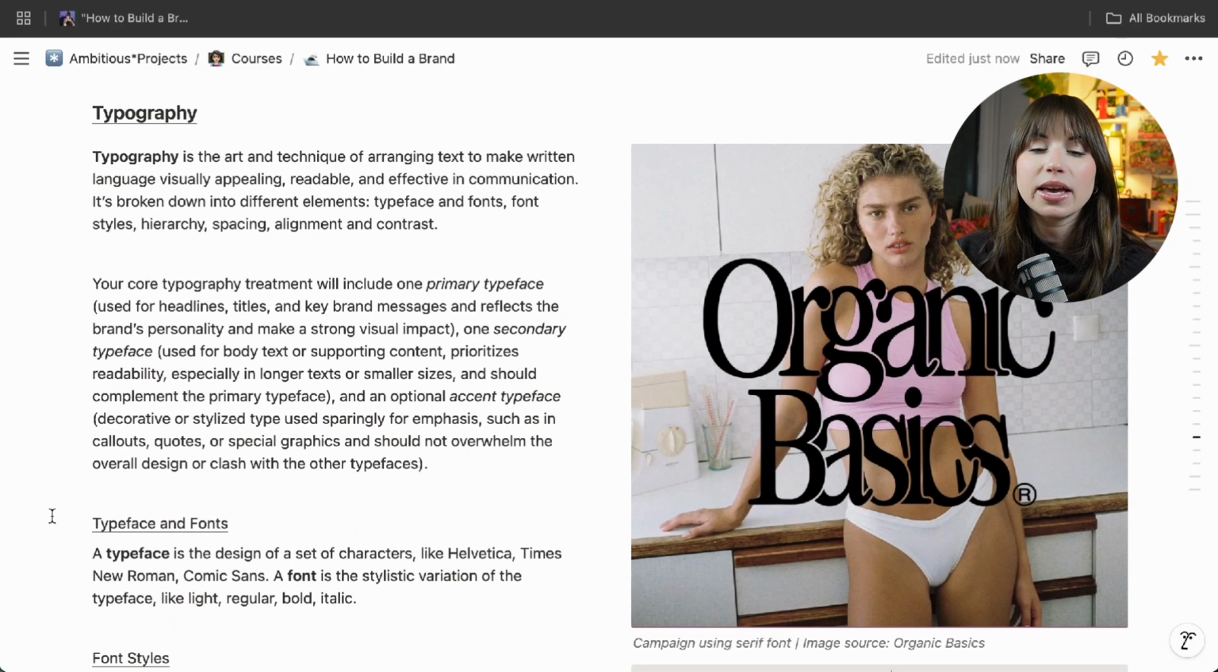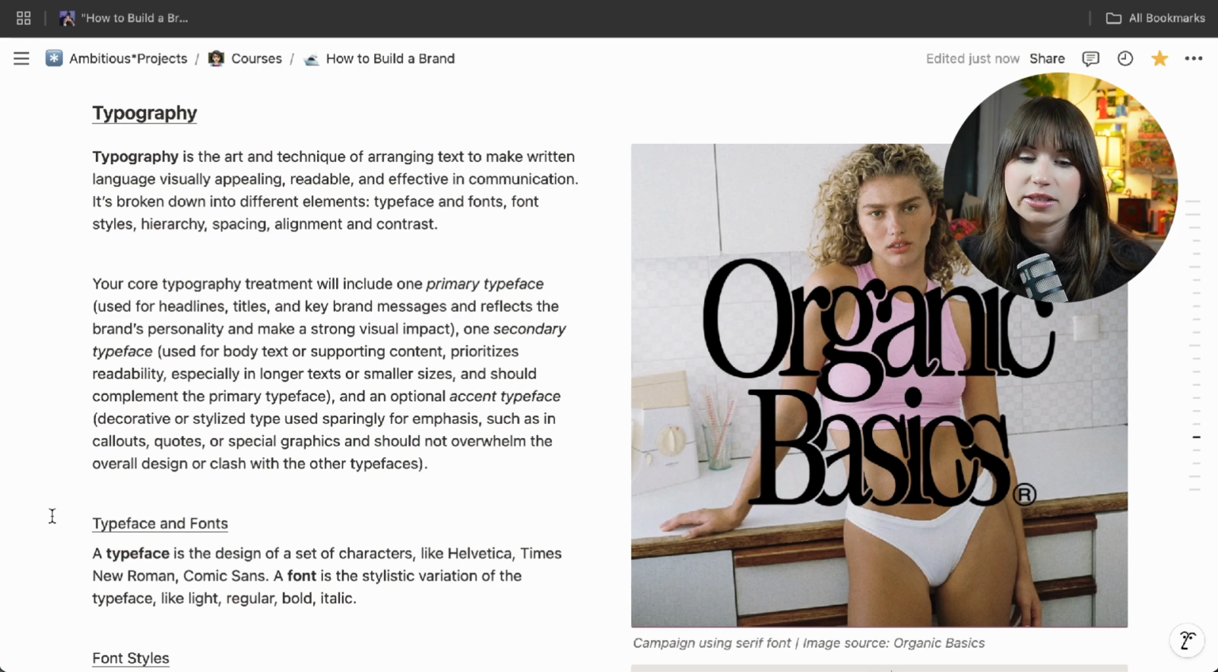So typography is the art and technique of arranging text to make a written word or written words visually interesting, giving it some dynamism. And your core typography treatment will include one primary typeface that's predominantly used for headers. We'll have a secondary typeface which is used for body text, and an optional accent typeface, something that's either decorative or stylized that helps with special need opportunities like graphics or callouts or quotes or things like that.